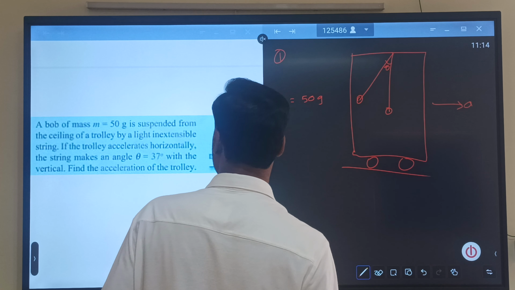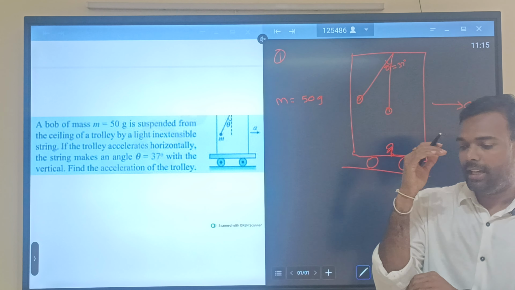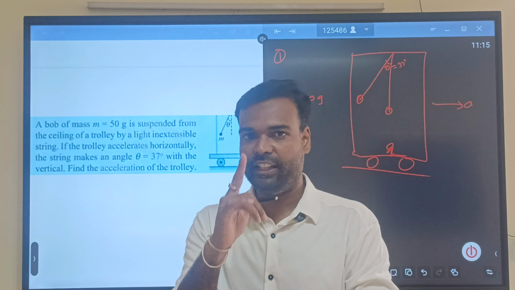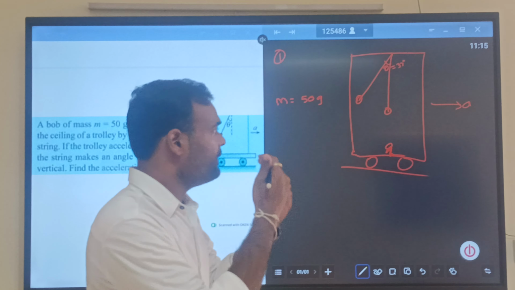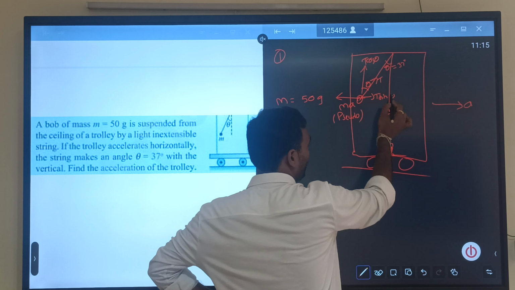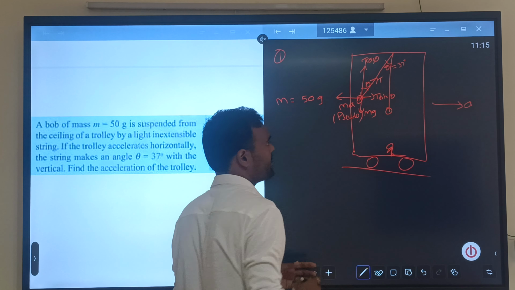See here, we can consider the observer is inside the trolley, which is moving with acceleration a, and as I told you, the observer feels a fictitious force in the direction opposite to the direction of motion. That means that fictitious force will act like this, right? This is the pseudo force, the fictitious force, and this is the tension. Here it is theta, this is also theta, this will be T cos theta, this will be T sin theta, and this will be mg, right?